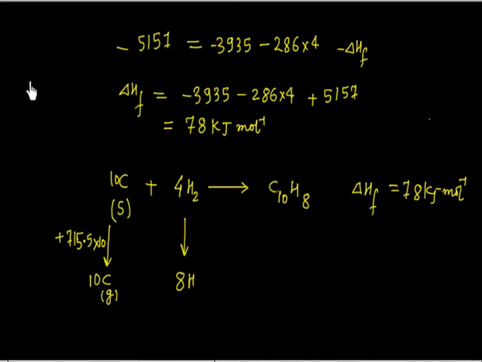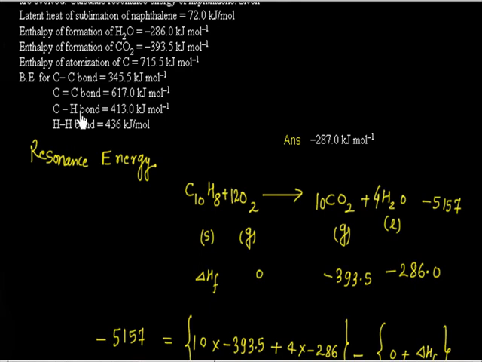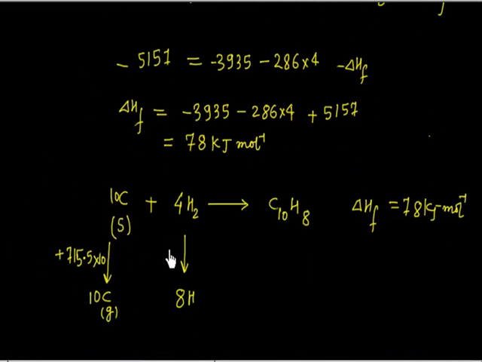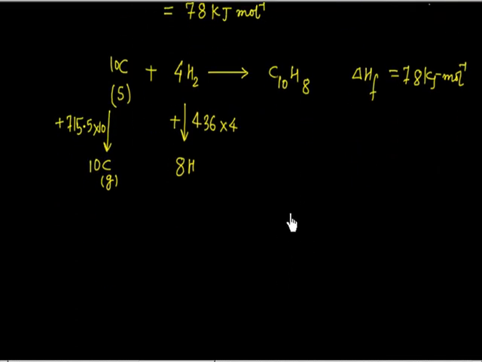Similarly for hydrogen, the atomization energy is the bond energy of hydrogen, which is 436. So I have to give 436 into 4 amount of energy. Now I have carbon and hydrogen atoms, and we can make the bonds between carbon and hydrogen so that I can have naphthalene. The naphthalene molecule is this. So from here I can make the naphthalene. Let us write.